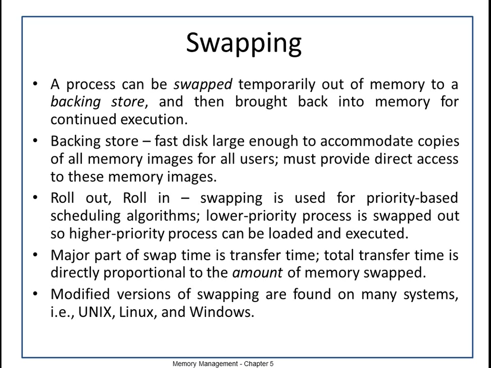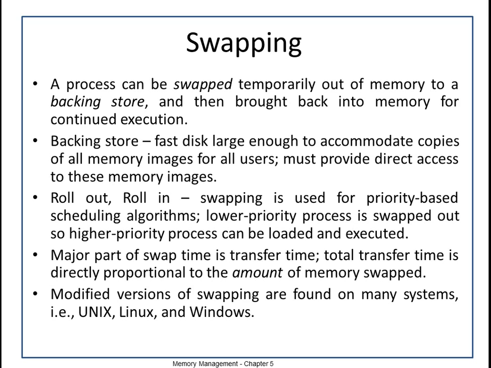In swapping, we are performing two operations, roll out and roll in, or swap out and swap in. Swapping is used for priority-based scheduling algorithm. We have seen priority-based scheduling algorithm in our fourth chapter. Swapping helps us in that type of scheduling algorithm. Lower priority processes need to be swapped out to the backing storage and higher priority processes need to be loaded into the main memory for the execution.